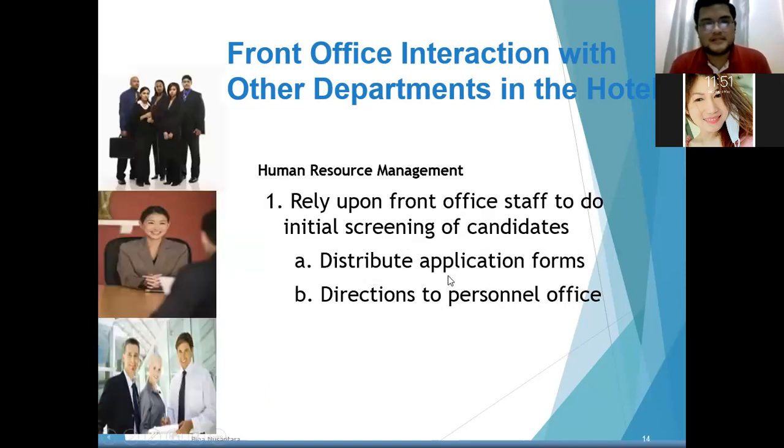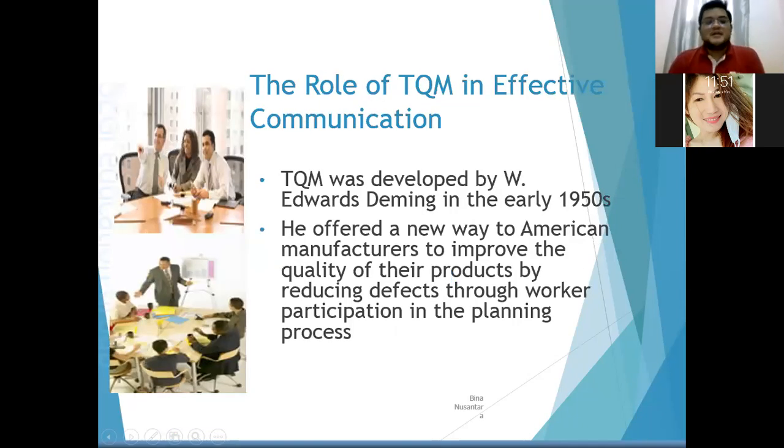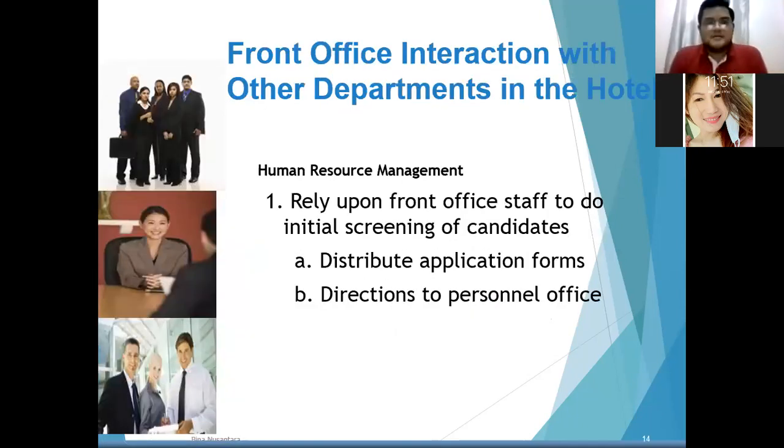Last, human resource department. Number 1, rely upon front office staff to do initial screening of candidates. When the front office manager needs to get new front office staff, they will call the human resource management. And the human resource management needs the front office manager to do initial screening.